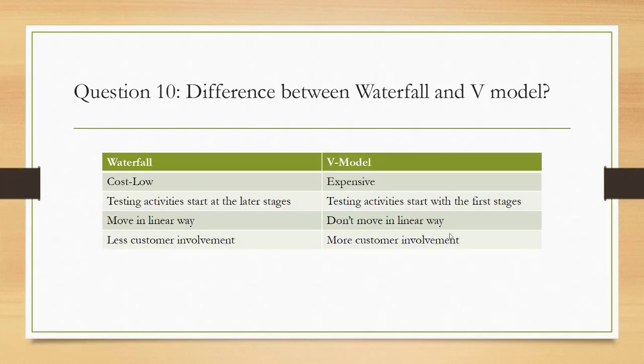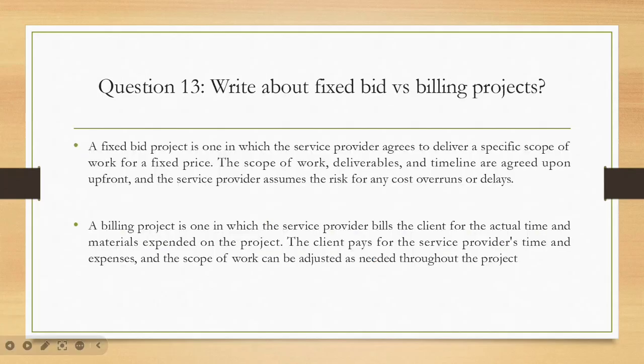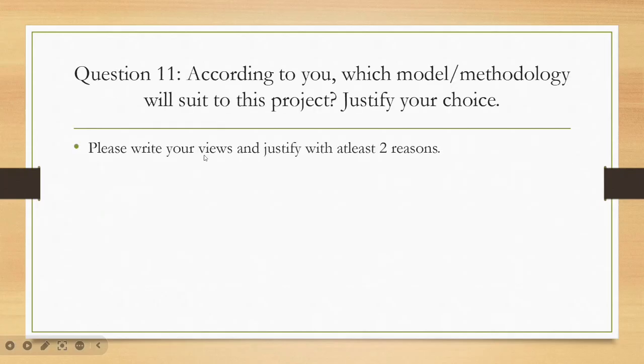And the next one, you need to write down. So this 11th question is about which model the project will be suited to, which you will be going to use. They will be asking in that way, and you need to choose one model and methodology, whatever the methodology, and you will be writing down two reasons for that.